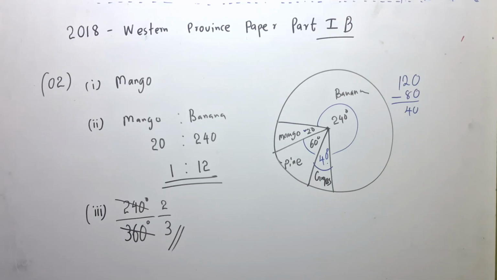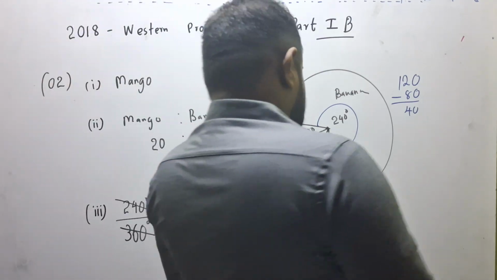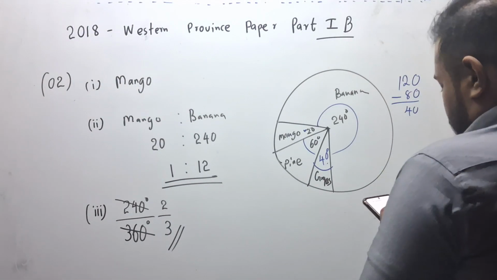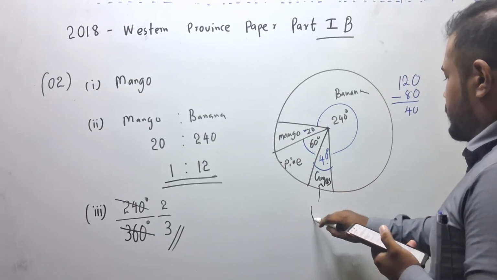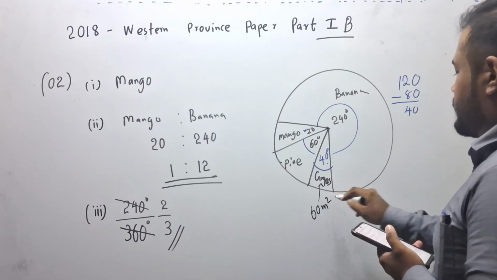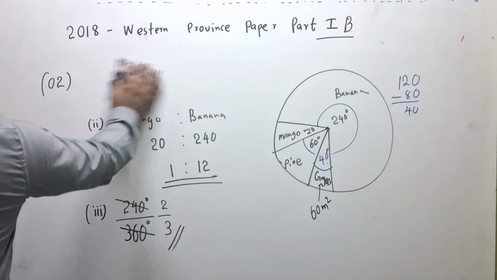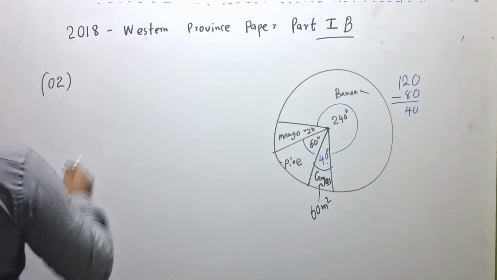Next question. Question number 4. If the extent of land used to cultivate grapes is 60 square meters, find the area of the whole garden. For grapes, it was 60 square meters. Okay, I will erase those parts. Question number 4.